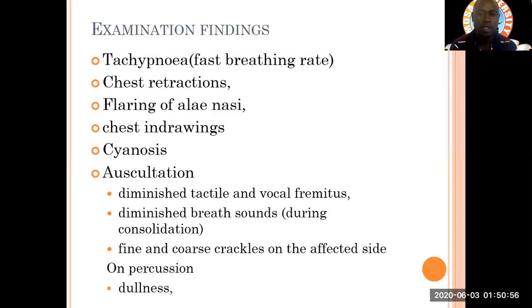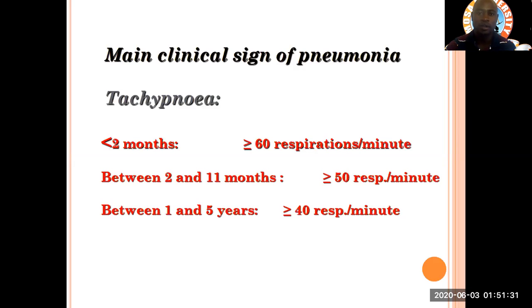When we auscultate these patients, using a stethoscope, you find reduced vocal fremitus. Also, you find crackles on the affected side, because remember that the classification is based on the anatomic site where the pneumonia has affected. But also, you find diminished breath sounds during the consolidation phase. If you do percussion, you find a dull sound.